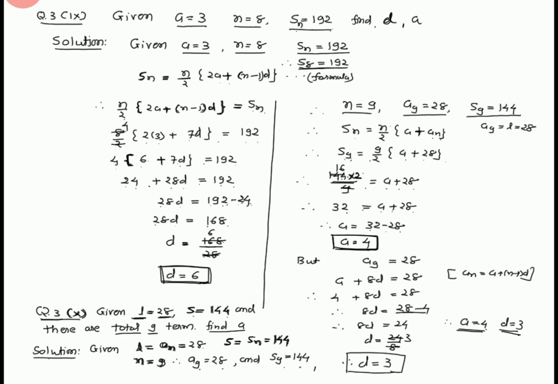But I have added a little extra: find the value of d. a9 equal to 28, a plus 8d equal to 28, the value of a equal to 4, 8d equal to 28 minus 4, therefore 8d equal to 24, d equal to 24 upon 8, 8 threes are 24, therefore d equal to 3. Therefore a equal to 4 and d equal to 3. This is the required answer. We have to find only a here, but I added a little extra. What is the value of d? So we find the value of a equal to 4 and d equal to 3.